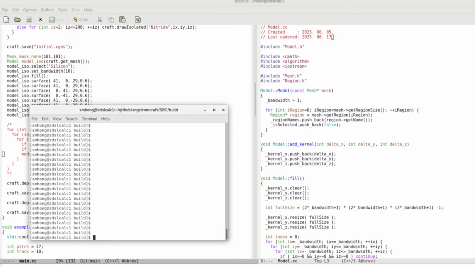I'm a little bit disappointed with the progress of my AngstromCraft project. But anyhow, I have to share my progress. So in the last video, I showed you a sphere can be generated.